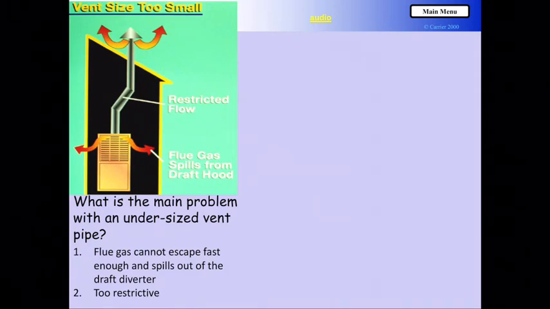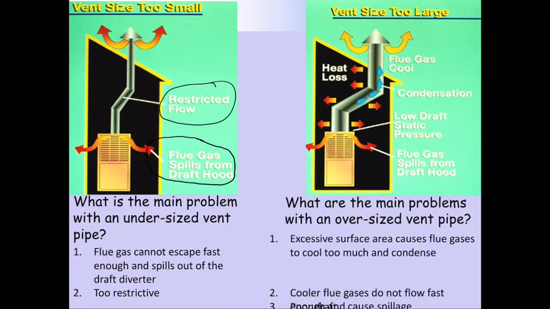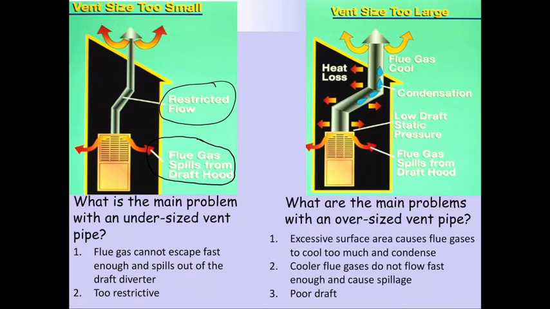What's the main problem with an undersized vent pipe? Well, the first thing I would identify in this application, I'm looking at a furnace. Maybe you've got a more restricted flow out of the vent system. The other issue is maybe flue gases that are leaking or spilling out of the furnace because they don't want to go up the vent system. That can be a real problem. So those are things that we don't want to do if we can help it.